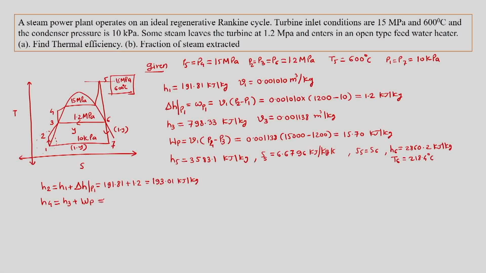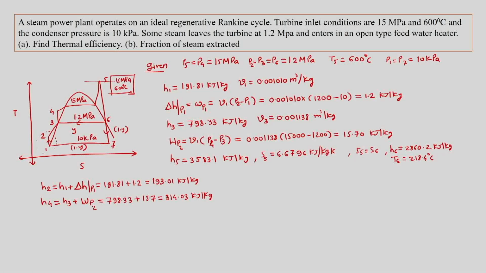Similarly, we will find H4, which is H3 plus WP, or we can also say delta HP2, but this is the actual pump work. So this is WP2. H3 is 798.33 plus pump work 15.7, so it gives us 814.03 kilojoule per kg. Once we know this, we can find our required mass, which is Y1, through the energy balance.